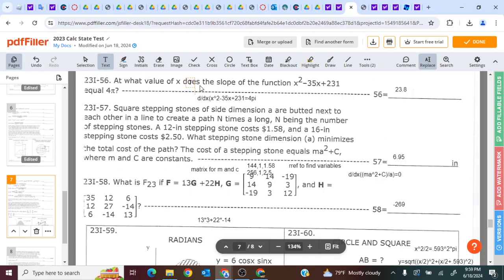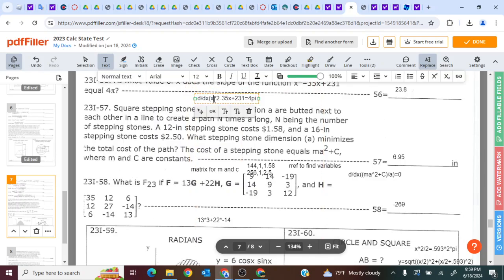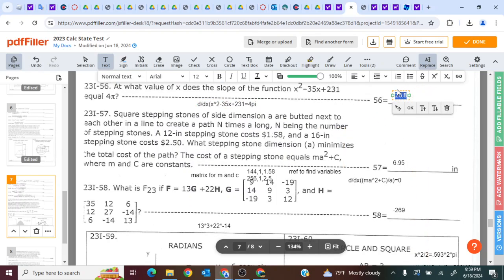56, at what value of x does the slope of this function equal 4 pi? Well, d over dx of x squared minus 35x plus 231. You've got to figure out what value of x makes that equal to 4 pi. Go to EQ solver. And if you do that, you'll get a value of 23.8.